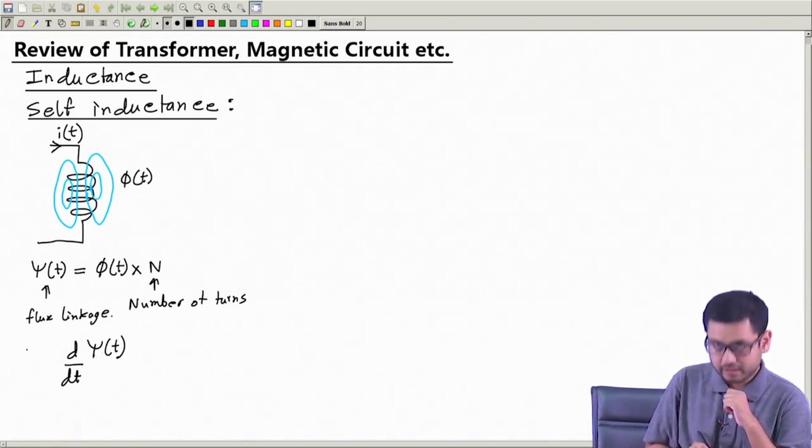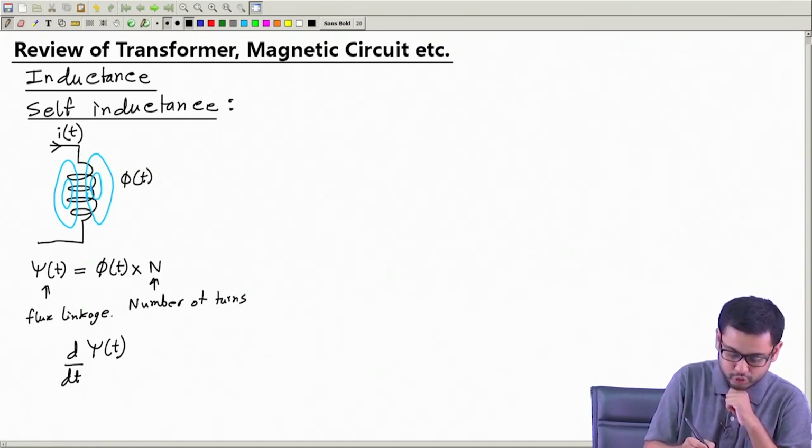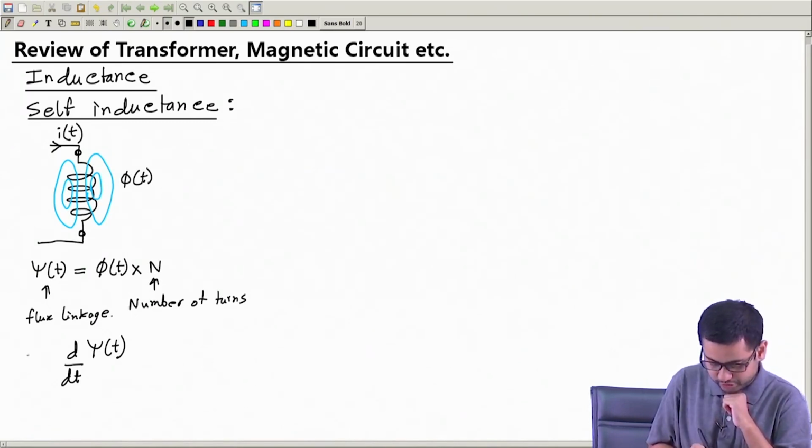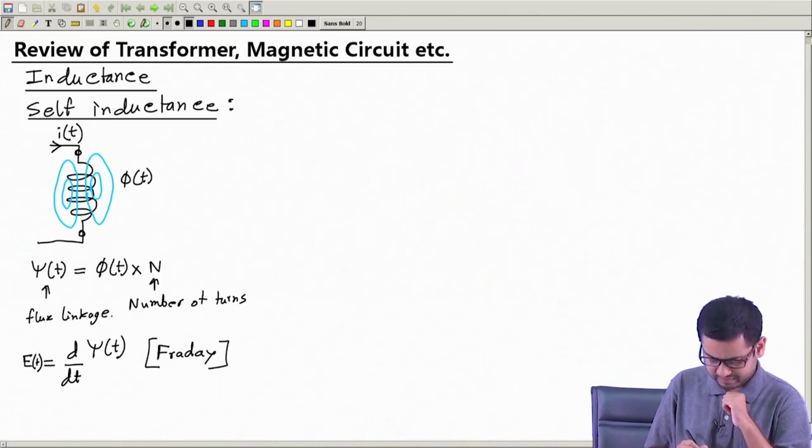And then Michael Faraday said that if psi is changing, it will cause an EMF to be induced across the two terminals of this coil. So between these two terminals, some EMF will be generated, call that e(t), which is given by d/dt of psi(t). This is Faraday's law, according to Michael Faraday. Now this can also be time varying, so it's a function of t as well.